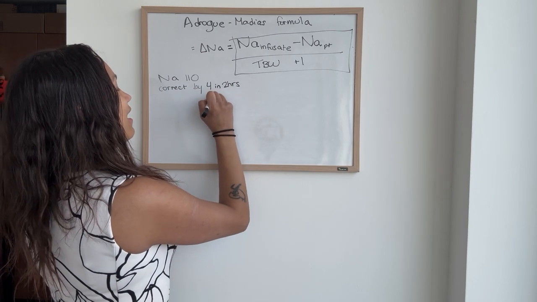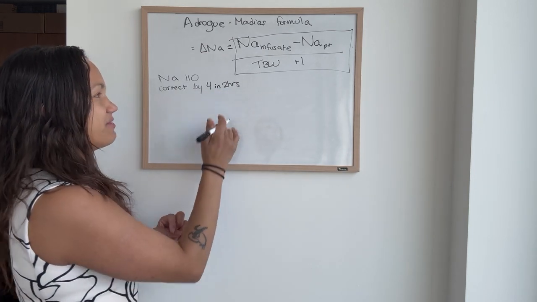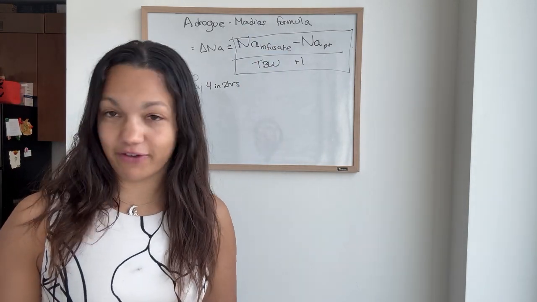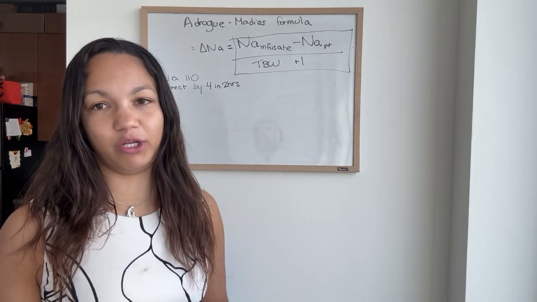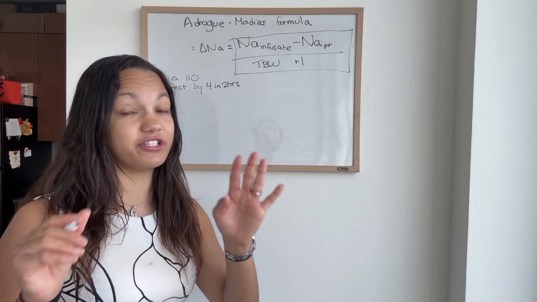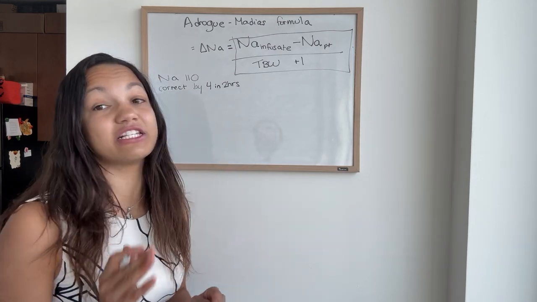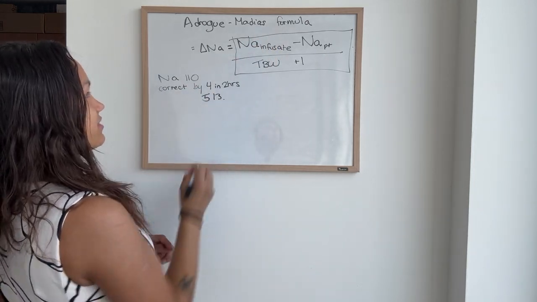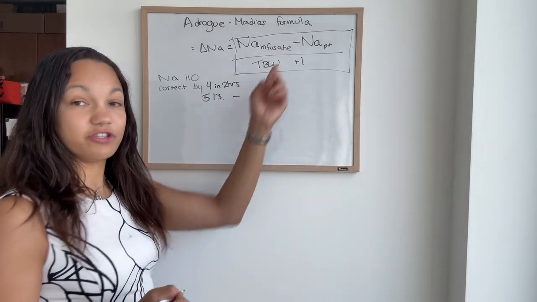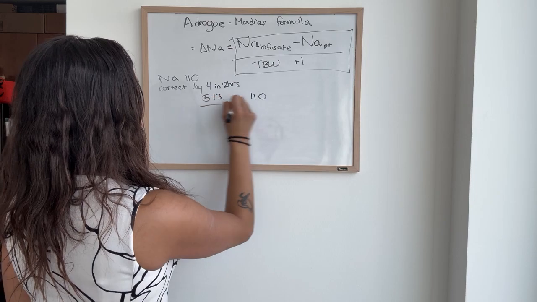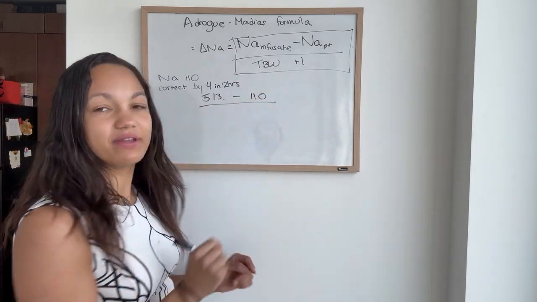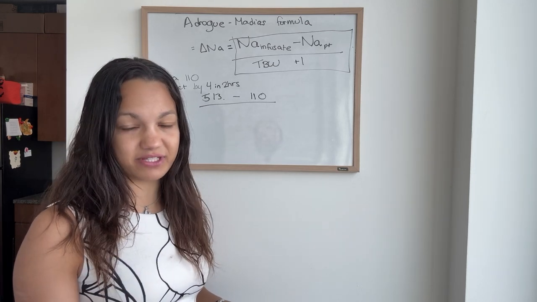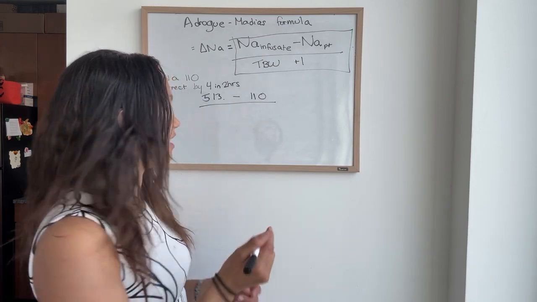Using the Adrogue Madias equation, what's the sodium of the infusate, the sodium concentration of hypertonic saline? 513 milliequivalents a liter. If that's the first time you've heard it, that's going to sound overwhelming. You're going to hear this again and again, especially if you're a renal fellow. So 513 is the sodium of the infusate minus the sodium of the patient, 110, divided by the total body water plus 1. What's total body water? For a male patient, that's 60% of their weight. For a female patient, 50% of their weight.